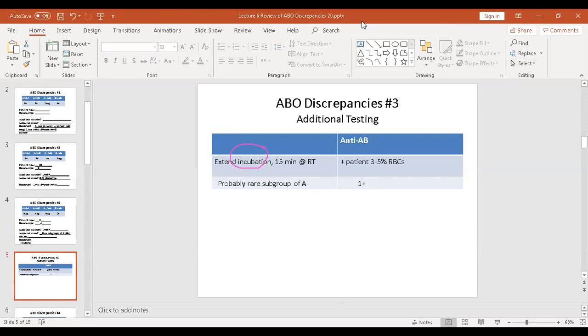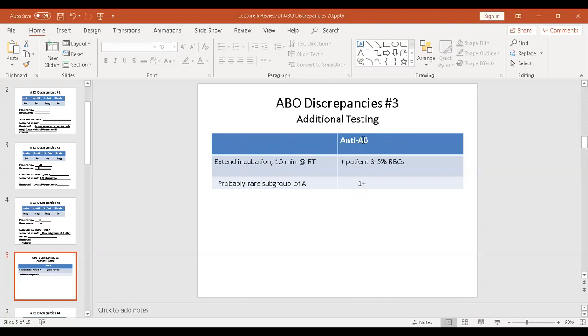Okay, and then possibly we're going to maybe see some results. So actually, I forgot I have another slide here. So let me clear all my drawings. Okay, so this is an example of some additional testing we could do. Okay, so what we could do is extend incubation time 15 minutes at room temperature with our anti-sera. Okay, we could also test with an additional reagent called anti-A,B.